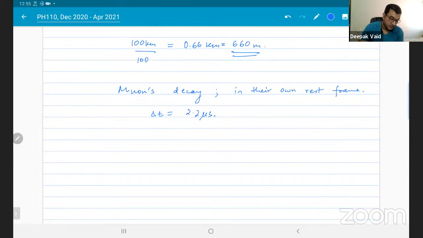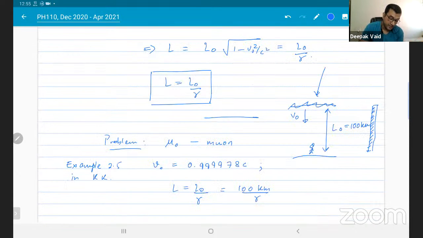Okay? So that means at the time the muon is created in the upper atmosphere, it has 2.2 microseconds in its own rest frame, right? To reach the surface of the Earth. If it decays before that, then it will never reach the surface of the Earth, right?